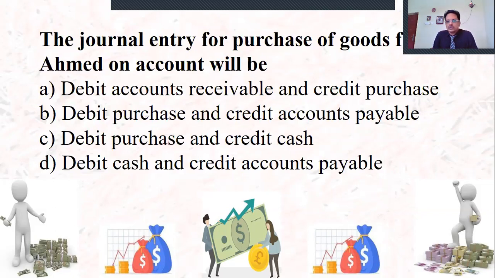So debit accounts receivable, no. Debit purchase and credit accounts payable, yes. B is the correct answer, debit purchase account, because goods, and credit accounts payable. Accounts payable means sundry creditors. Then debit purchase and credit cash, no, it is not a cash payment. Debit cash and credit accounts payable, cash is not coming. Cash will be debited when cash comes in, but here cash is not coming. That is why you are making the purchase of goods on account. So debit purchase, credit accounts payable.